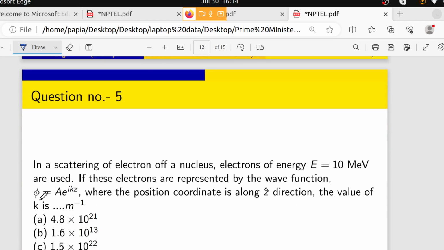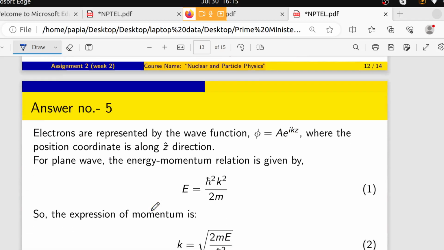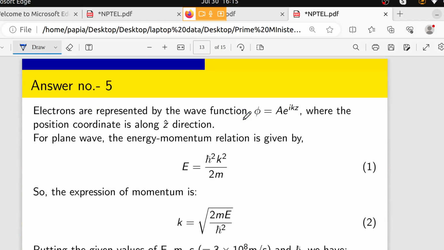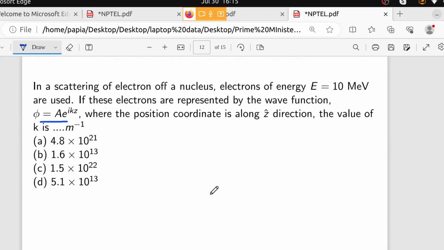As you can see, the angular wave function is given here, and they are just asking for the k value. Very simply, we have to put in the energy value, and then we can get the k value from that. Okay, let's do that one also. This question is obviously not related to nuclear and particle physics, so we can do that one also. So what is the question?